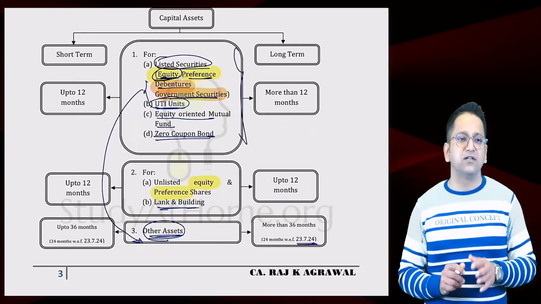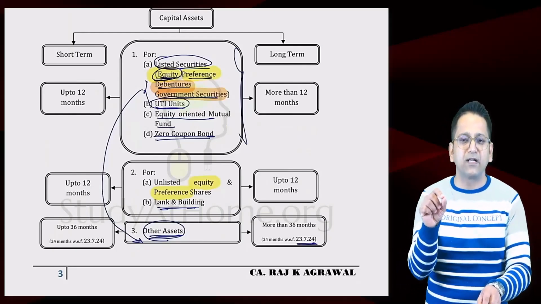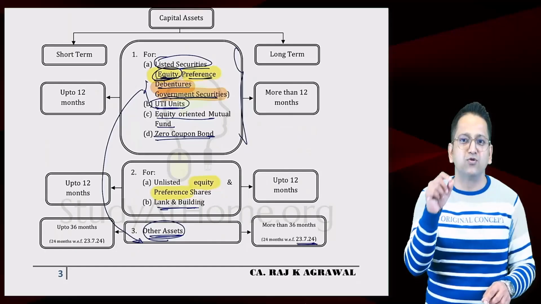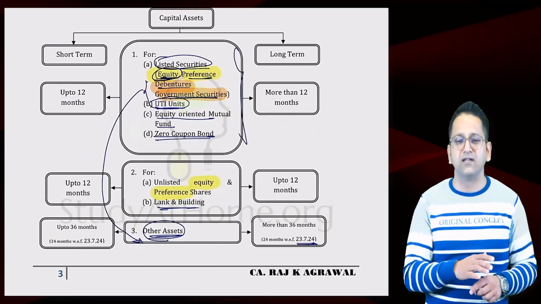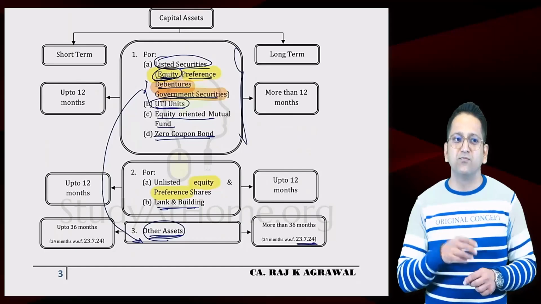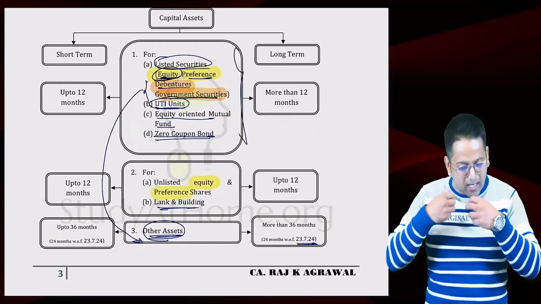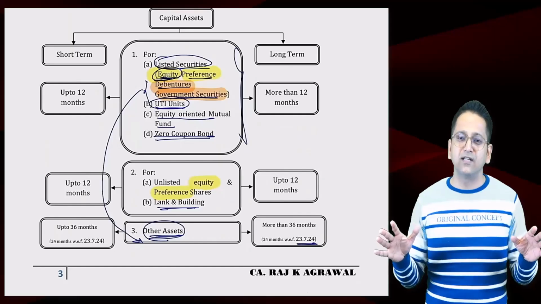23/7/2024, remember this date. This is such an important date for capital gains that this 23 July 2024 date will come up again and again. Can you remember this date? Don't forget this date. If you forget this date, then the entire capital gain is gone. Okay? This date will be useful in many places. 23 July 2024. Remember it.